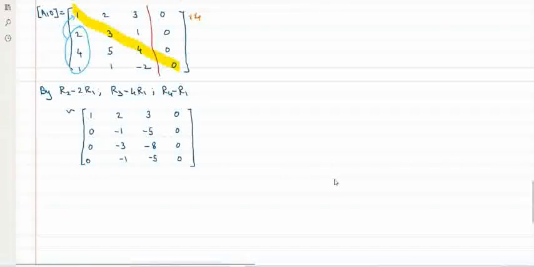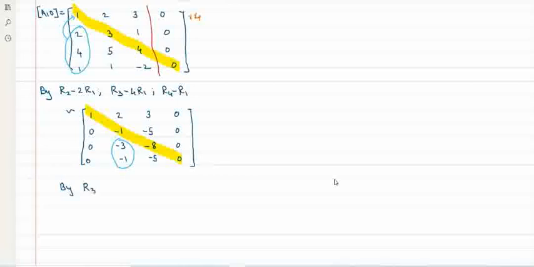Again, this is your diagonal entry. After getting the elements below a11 to 0, tell me the transformation. R3 minus 3 times R2, and R4 minus R2. R2 is the key row.